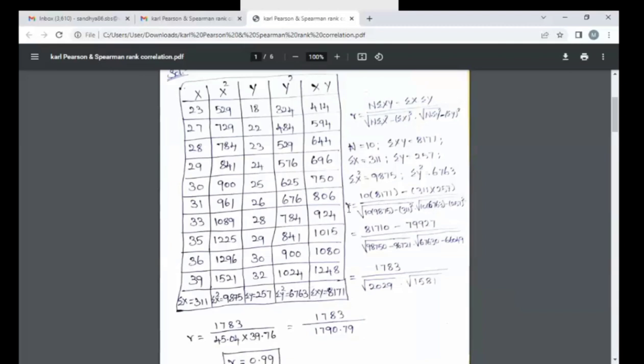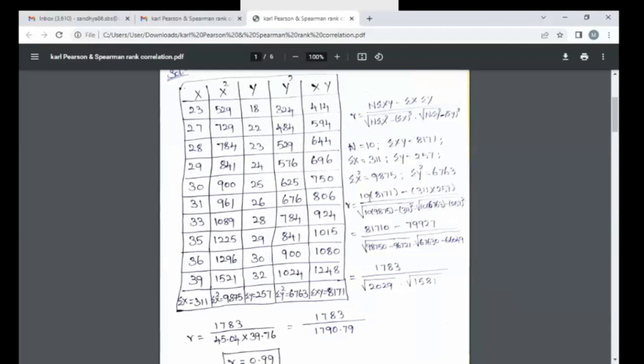So r is equal to, n is 10, into summation xy, which is 8171, minus summation x, which is 311, into summation y, which is 257, divided by square root of n into summation x square, so n is 10 and summation x square is 9875, minus summation x the whole square, so 311 the square, into similarly for y, square root of n is 10, summation y square is 6763, minus summation y the whole square, so summation y is 257 the whole square.